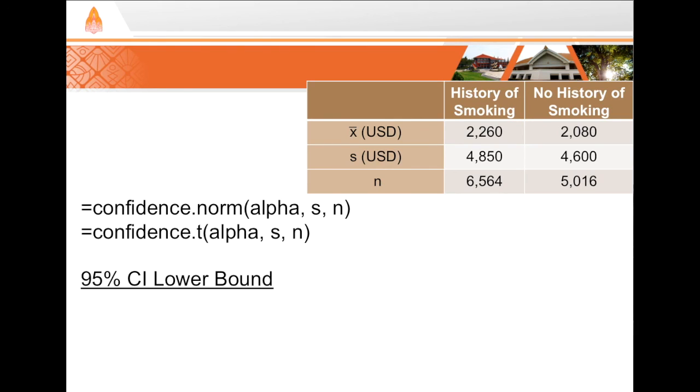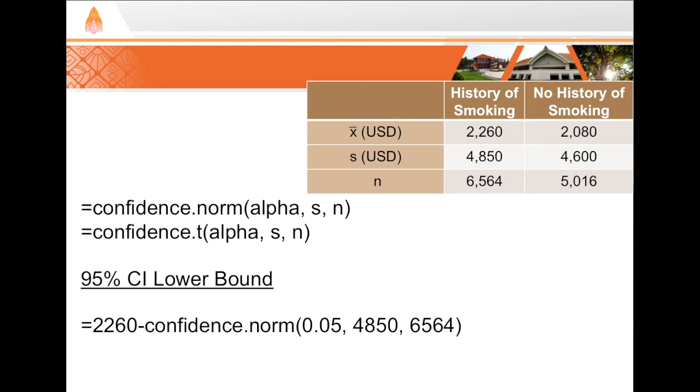So in any cell in Excel, just type equals sign, and then 2,260, which was the mean from that sample, and then minus sign, and the formula exactly as I have written here. So I give it our significance level that we want, which is 0.05. I give it the sample standard deviation, and I give it the number of people that were in our sample. And after you hit return, you should get a result of around 2,143.